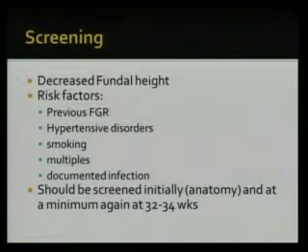Also, patients with hypertensive disorders are going to be at increased risk for growth restriction. Smoking, like I talked about, multiples, and a documented infection. It doesn't mean that if a patient doesn't have any of these, they can't get growth restricted, but we just know that these people are at a higher risk. We should also be screening people initially at the anatomy growth scan, but also, again, if they have any of these factors, they should be scanned again at 32 to 34 weeks.